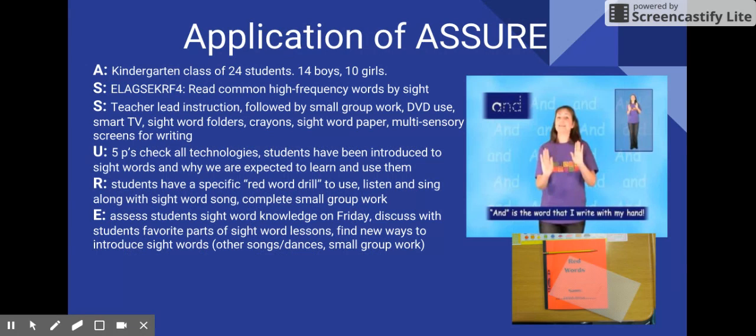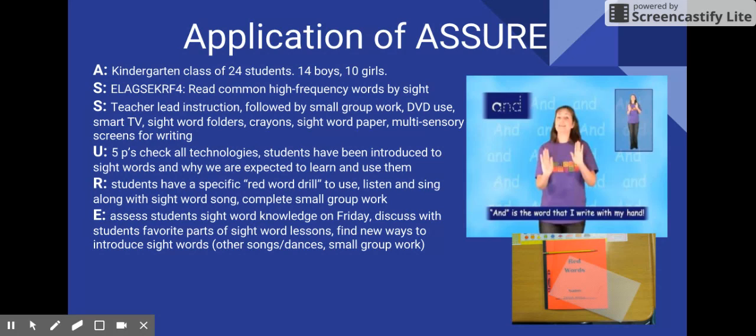How I would use this Assure model in my classroom. For analyzing my learners, I have a kindergarten class of 24 students. 14 boys, 10 girls, no IEPs, 4 students in EIP. For state standards, this is read common high frequency words by sight, otherwise known as sight words. I decided to use, for the other S, teacher-led instruction and student-led instruction.